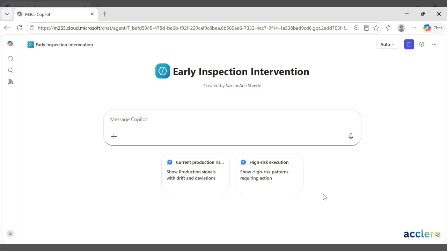This is the early inspection intervention agent. The inspection failures in manufacturing often appear too late, during the final inspection, when the rework and the delays are already unavoidable. So this agent will improve the inspection pass rate by identifying the execution risk early and recommending actions during production. So let us test the agent.